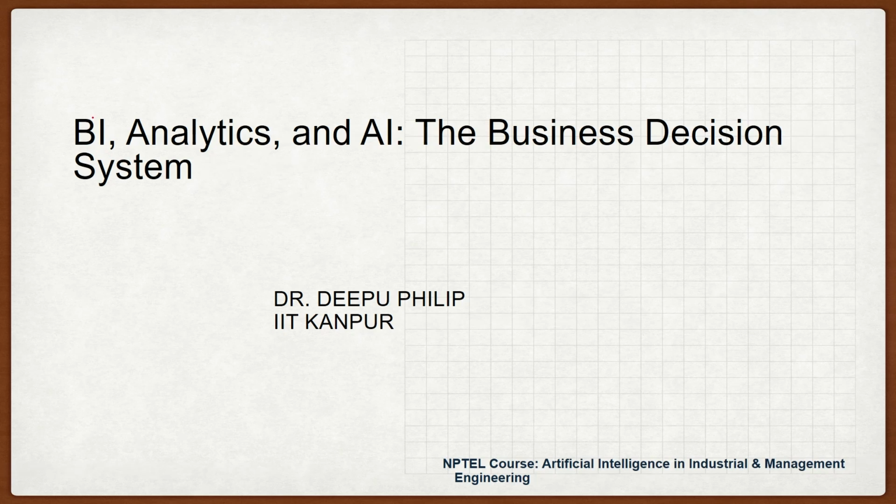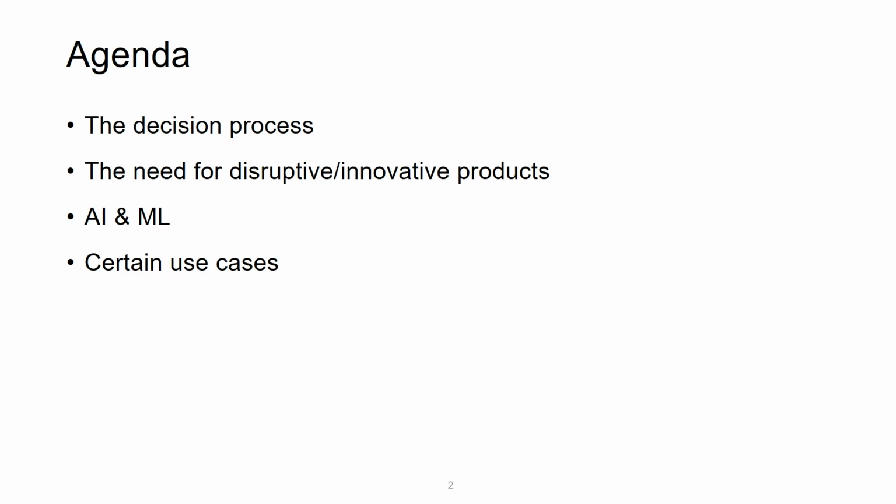BI stands for Business Intelligence, Analytics, and AI. AI stands for Artificial Intelligence, you know that. So, how is that part of the business decision system? That is our course today. If we look at today's agenda, not in this order, but mostly we are going to talk about the decision process, why we need disruptive or innovative products, and why that is critical for the business world. And what AI and ML are, with certain use cases or specific examples as part of it.